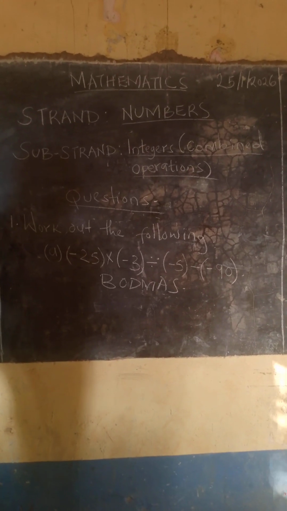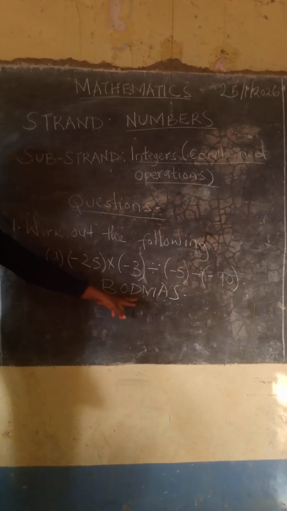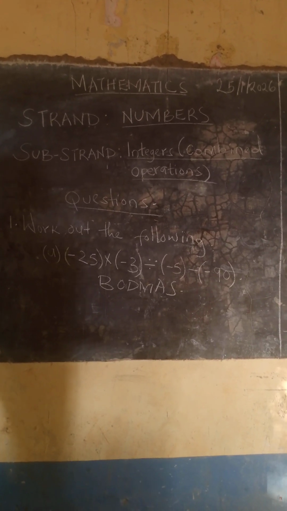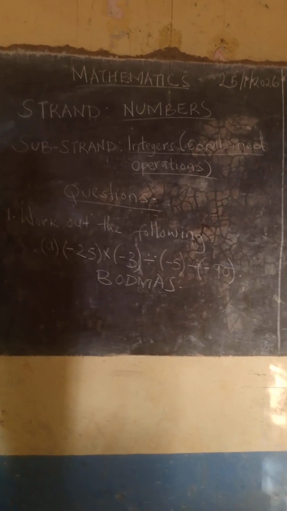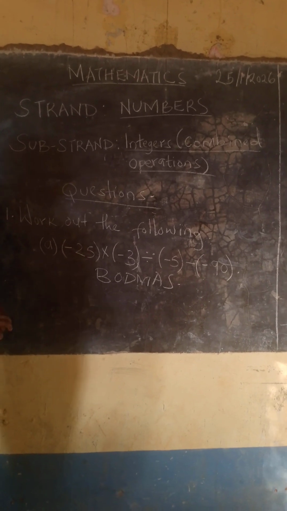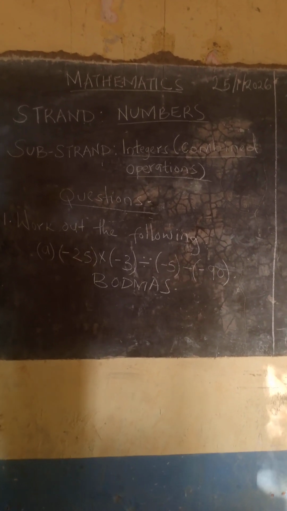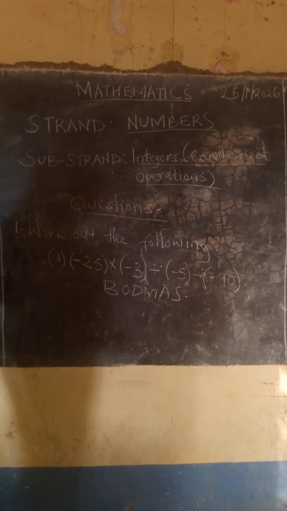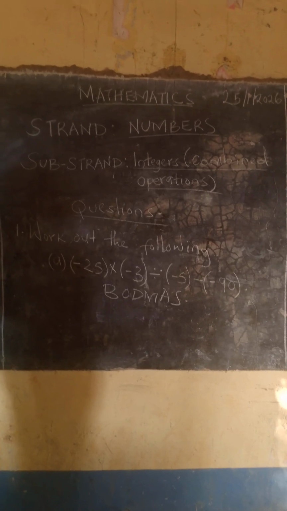B means bracket, O means off, D means division, M multiplication, A addition, then S subtraction. With me, I have some learners who we are going to work together. So as you can see, my learners, we have different operations here which are combined together into one question. So from BODMAS, what are we going to solve first? One of you to answer.